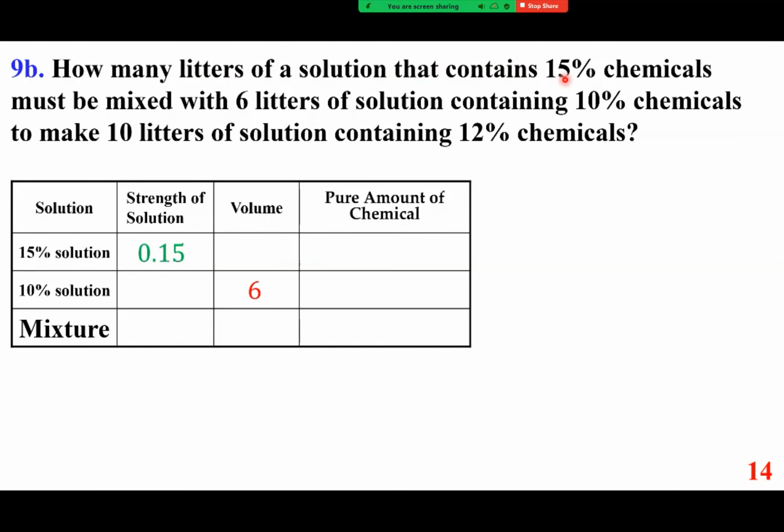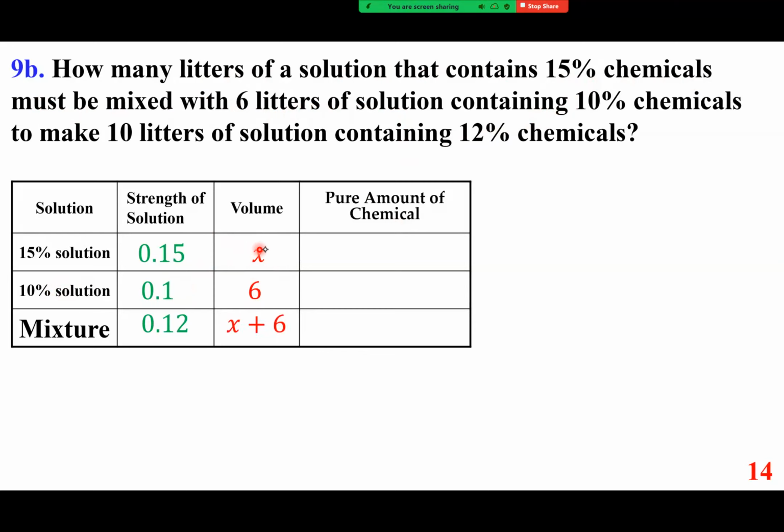Now 0.15. How many liters of a solution of 15% chemical must be mixed with 6 liters of solution? So this is 6 liters of 10%, or 0.1, to get 12%, 0.12. Now, how much of this we have, no idea. How about X amount? They must add up. So this would be the sum of these two numbers. That's the concept of a mixture problem.